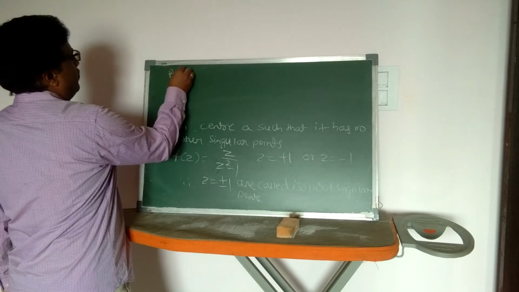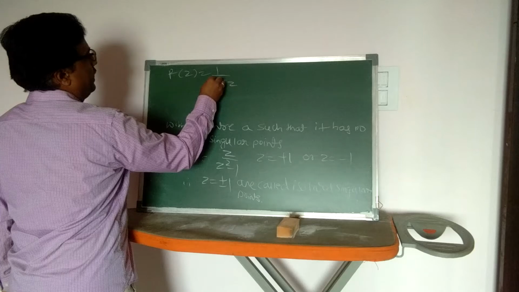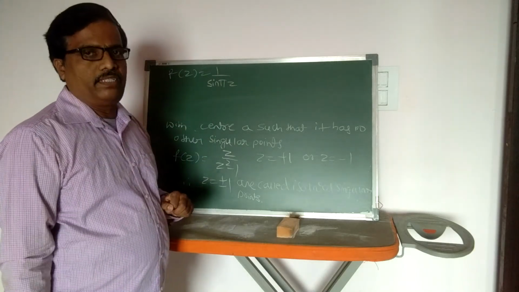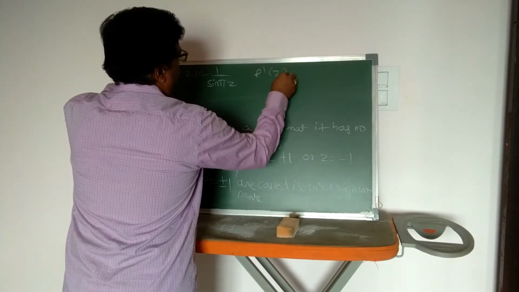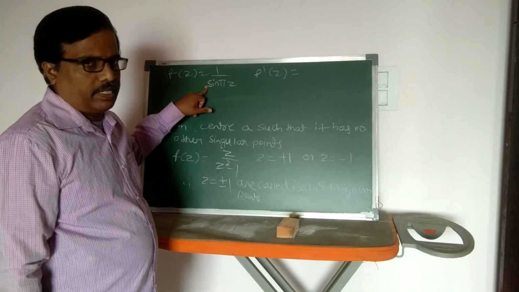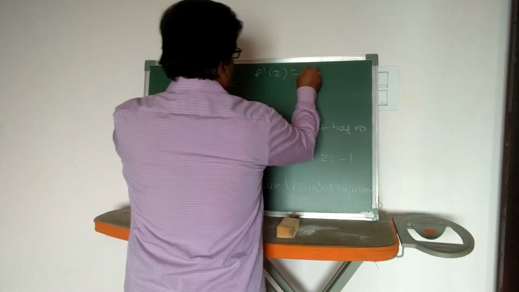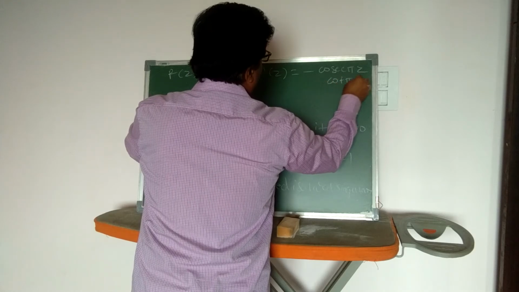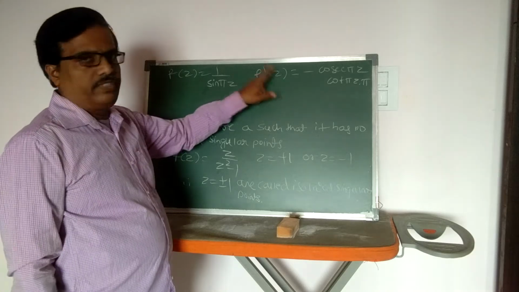Say f of z is equal to 1 divided by sine pi z. Now find out its derivative, f dash of z. So actually what is 1 by sine pi z? It is cosec pi z, right? So differentiation of cosec pi z is minus cosec pi z into cot pi z into pi, right? This is f dash of z.